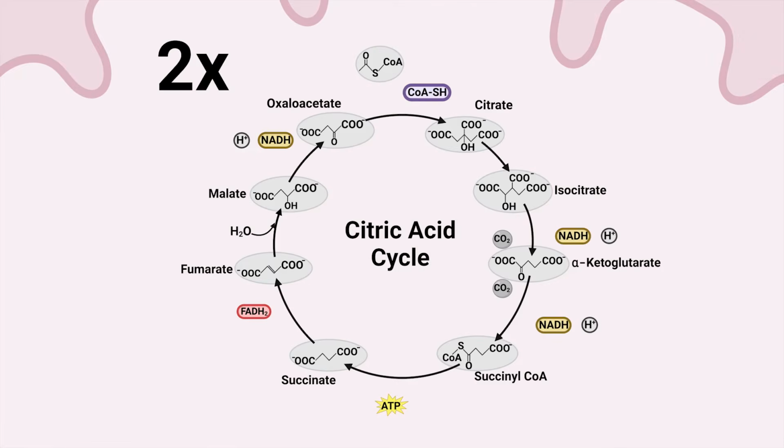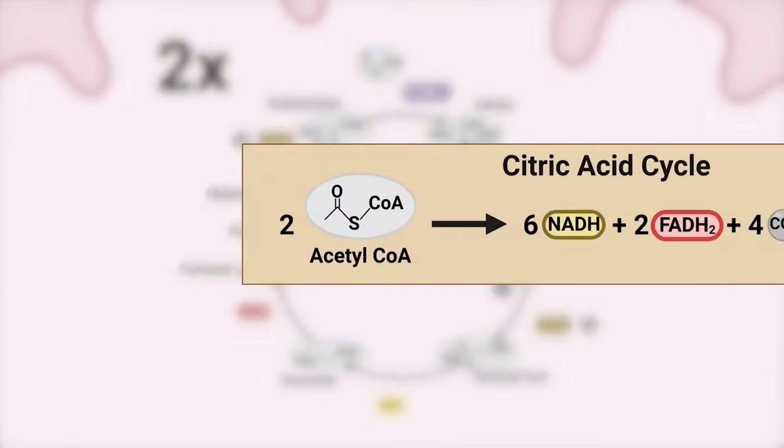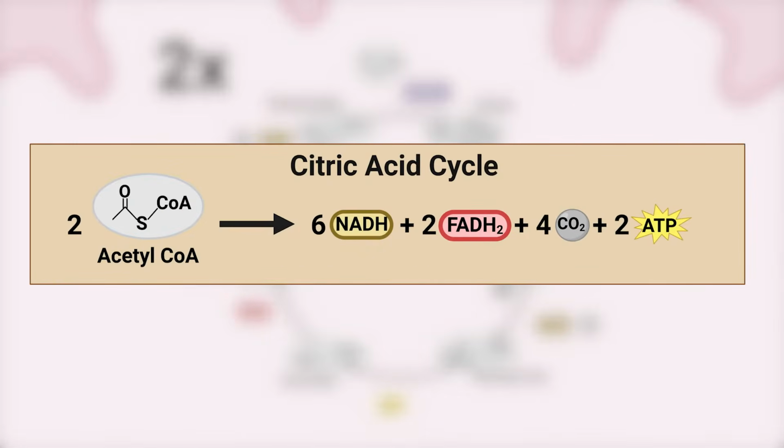So, if we think about what we put in, we have to remember that 2 acetyl-CoA went into the citric acid cycle. So what that actually means is our total output from the citric acid cycle is 4 carbon dioxides, 2 ATPs, 6 NADH, and 2 FADH2.